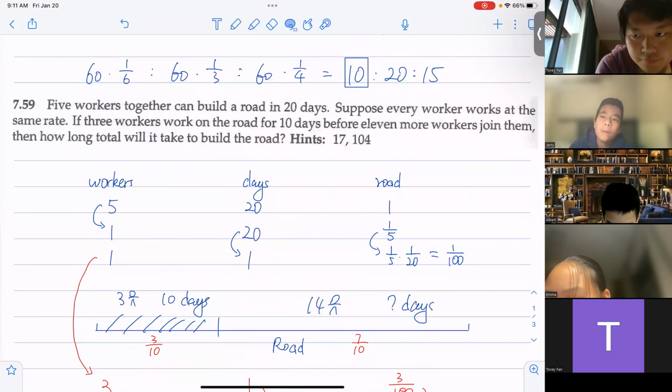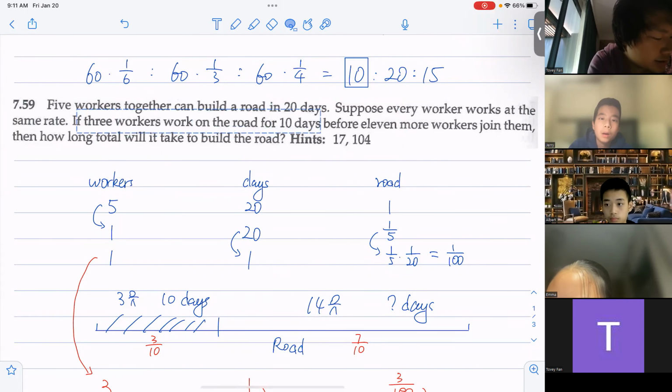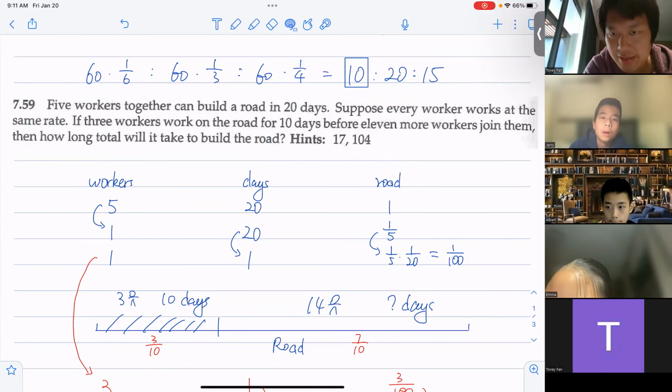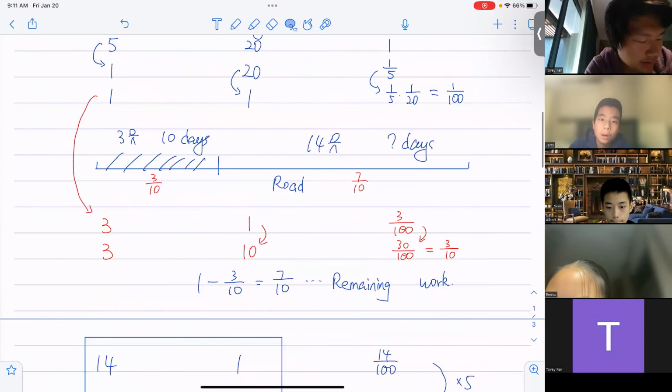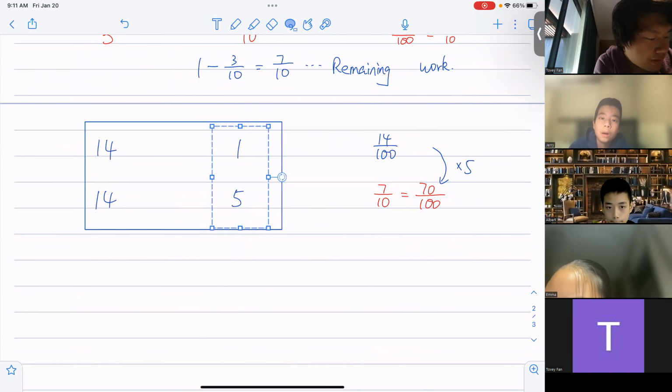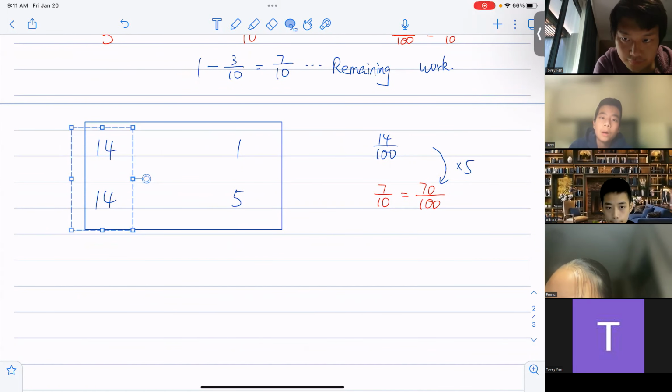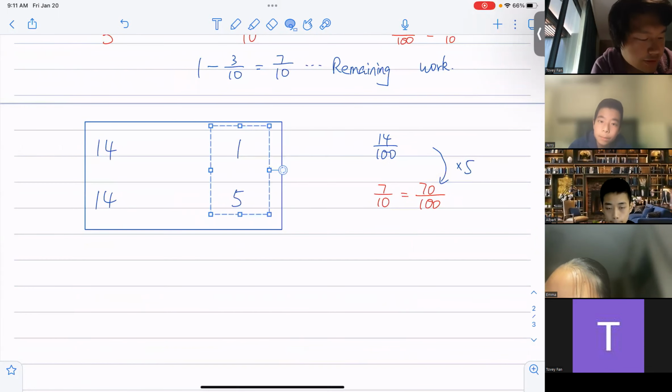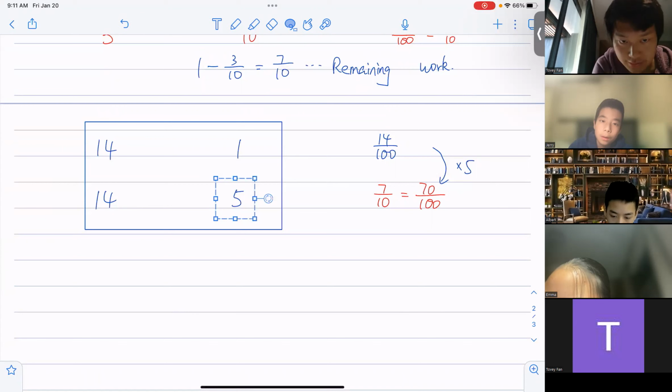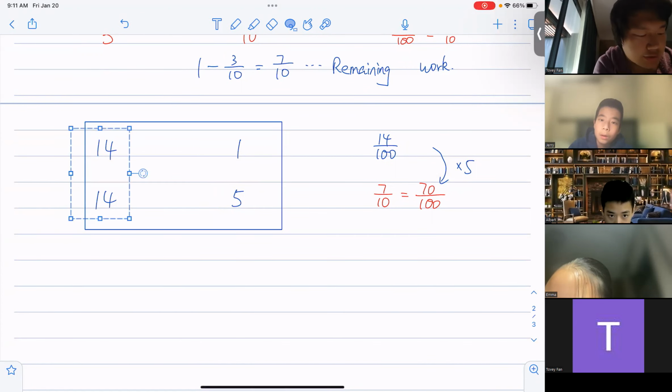Okay, so another way to ask this question is, for example, you can say, if 3 workers work on a road for 10 days, and then some more workers join them, and the company needs the road to be finished in 5 days, how many more workers are needed? They can also ask in this fashion. Does that make sense? In this case, you're given the time, but not the people. They say the road needs to be finished in 5 days. It gives you the time, 5 days, and asks how many more workers are needed.